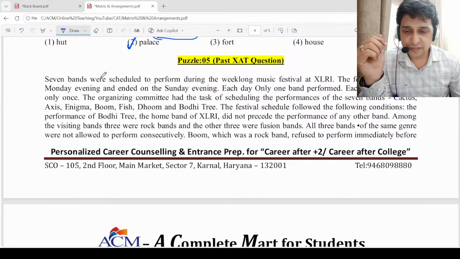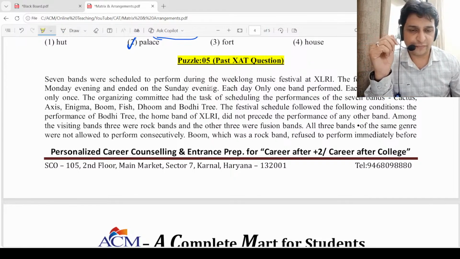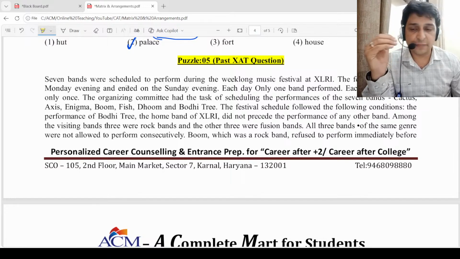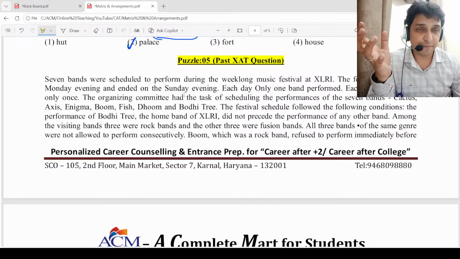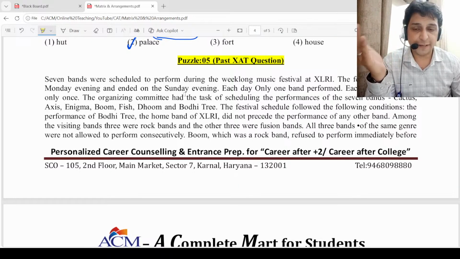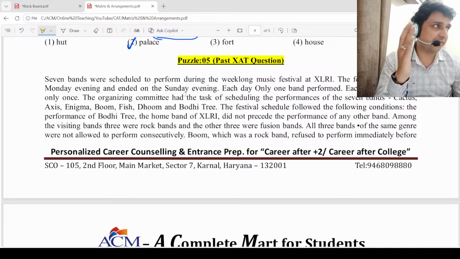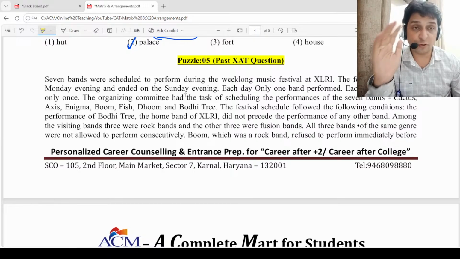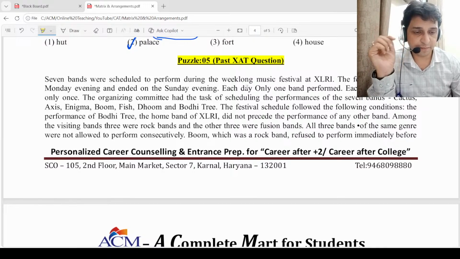It's the exact question. 7 bands were scheduled to perform during the week-long music festival at XLRI. The festival began on a Monday evening and ended on a Sunday evening. So it's a kind of scheduling topic. Monday, Tuesday, Wednesday, Thursday, Friday, Saturday, Sunday. So we have 7 days. We can use matrix.